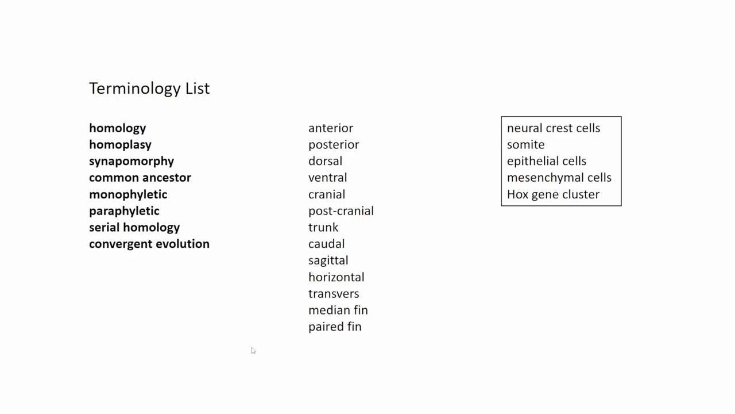In the middle part, you can see similar terms. They are really basic words. To communicate with each other about vertebrate morphology without knowing this terminology will be a problem. So I will explain again and again in my presentation. I already gave you a handout, and in the handout you can also confirm these terms: anterior, posterior, dorsal, ventral, cranial, postcranial, trunk, caudal, sagittal, horizontal, transverse, median, and paired fins. I will explain these terminologies.